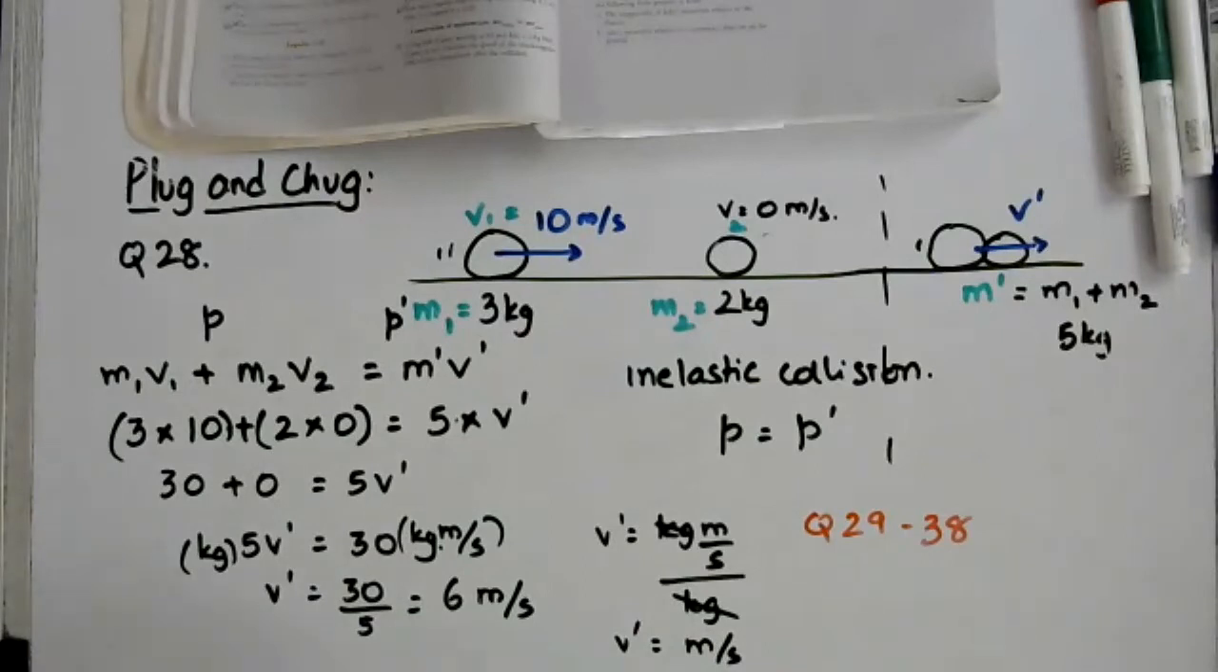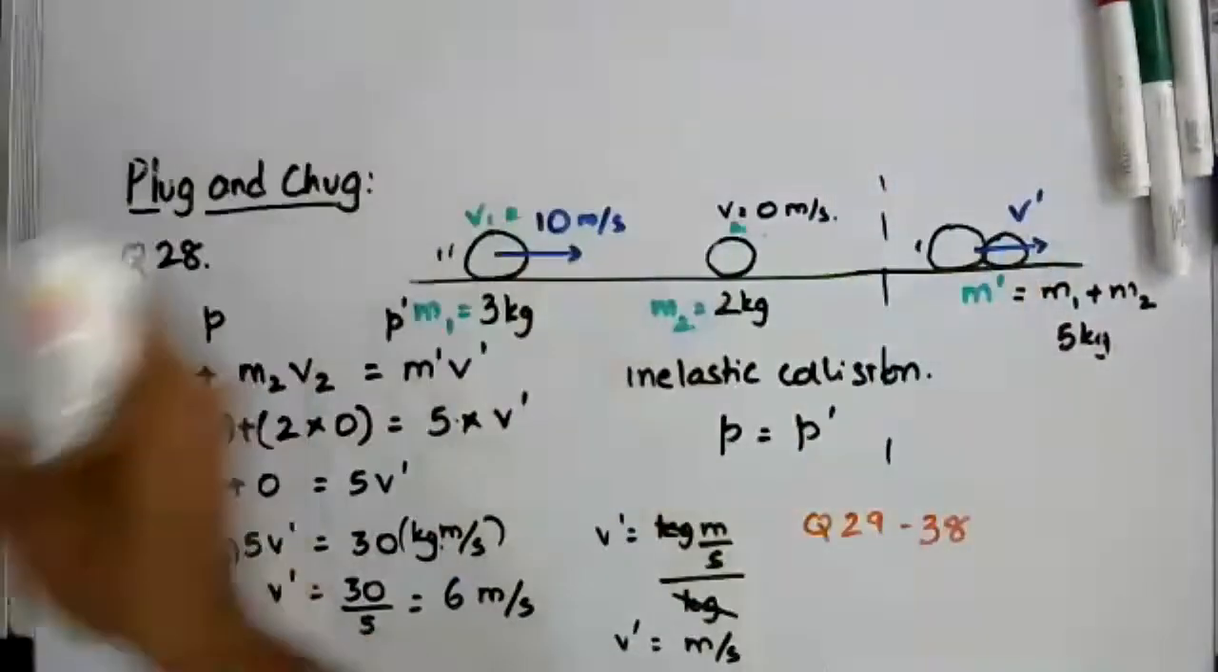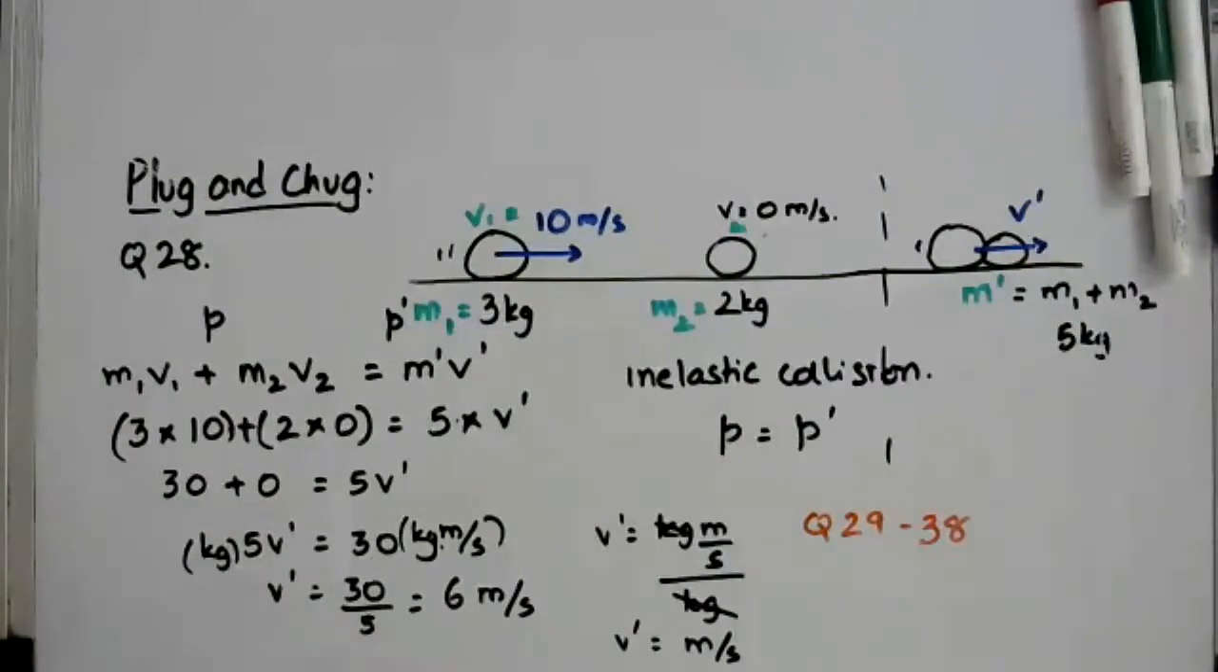So questions 29 up to 38 are all plug and chug, to do with conservation of momentum. So you should be able to solve those problems. If you have any doubts or questions, please raise them to me. All right, now let's look at question 29, which has to do with impulse.